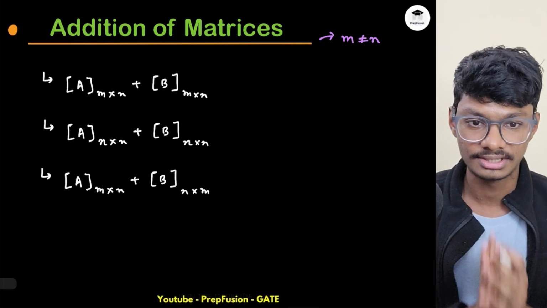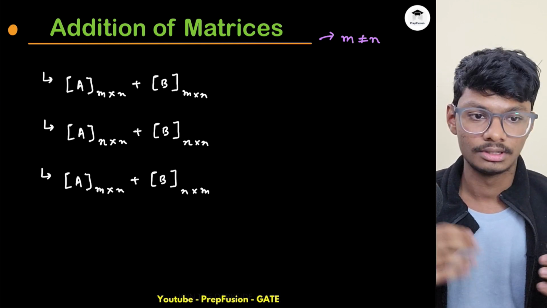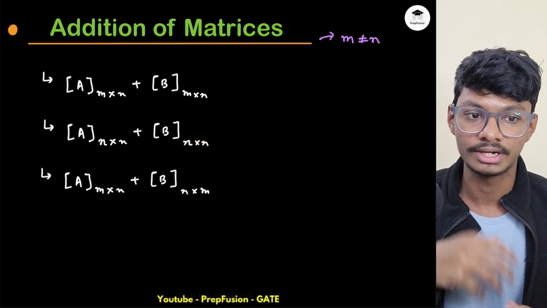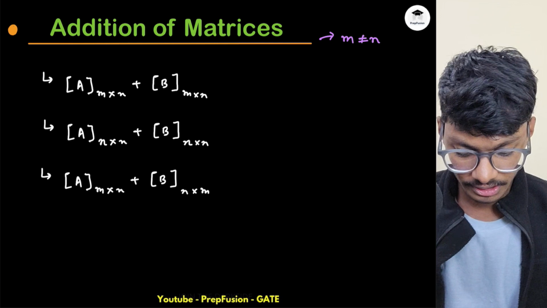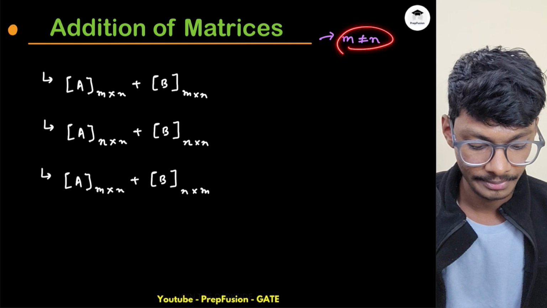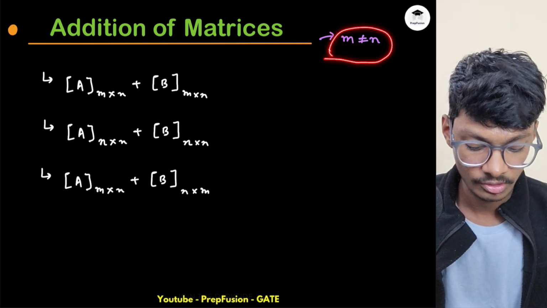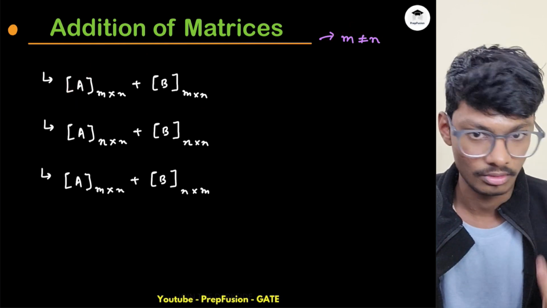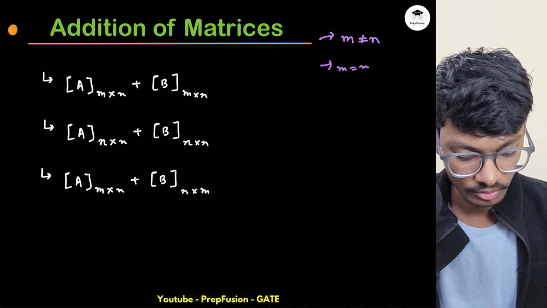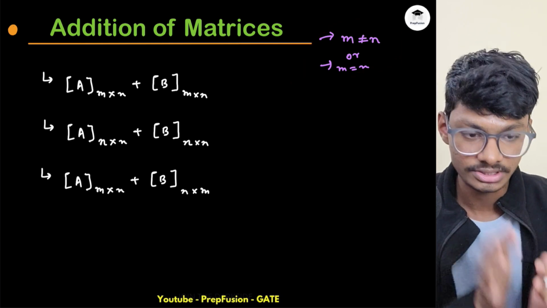So first let's understand the addition of matrices. So here our first thing is, which are the possible cases in which we can add the matrices? Also here m and n, there can be any relation between the m and n. There isn't any boundation between them. What do I mean by that? So m doesn't have to be equal to n for the addition to occur, or m can also be equal to n. Anything is fine here. There is no boundation on m and n.